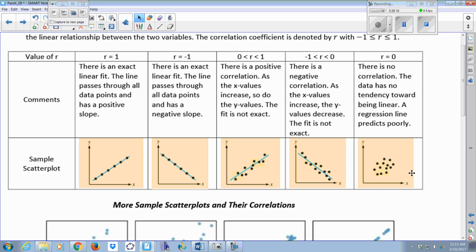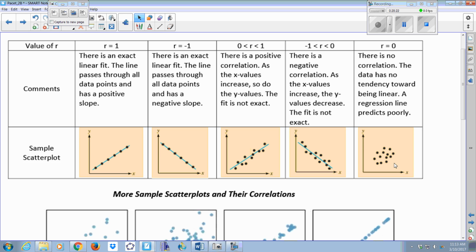If you look at your scatter plot and it looks like a cloud of points, where any line could fit through there, there's no direction indicated. That means your R value is getting really close to 0.